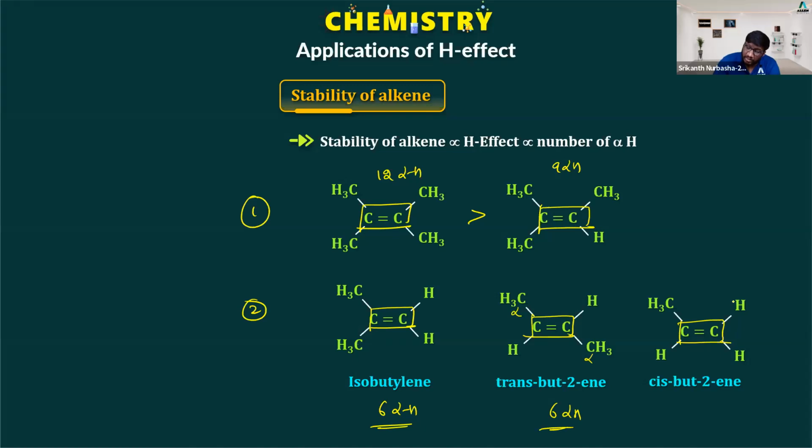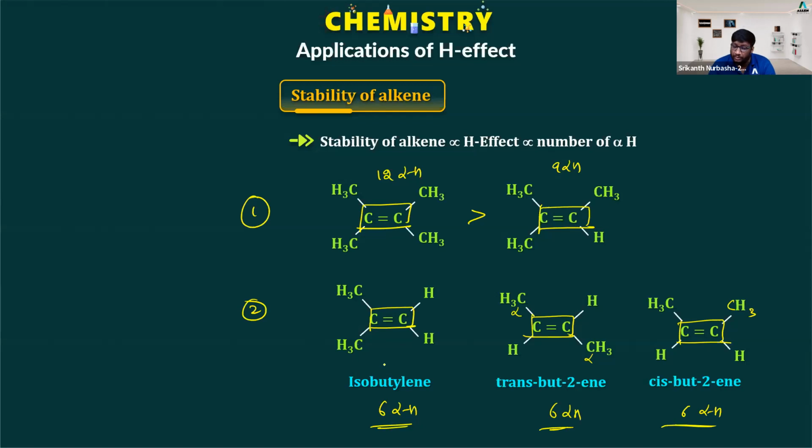This is a butene, right? This is CH3, let us take CH3, C double bond C, CH3. Okay, 6 alpha hydrogens. Isobutylene, transbutylene, cisbutylene. So CH3, C double bond C, CH3 in the cis fashion. So the number of alpha hydrogens is the same.